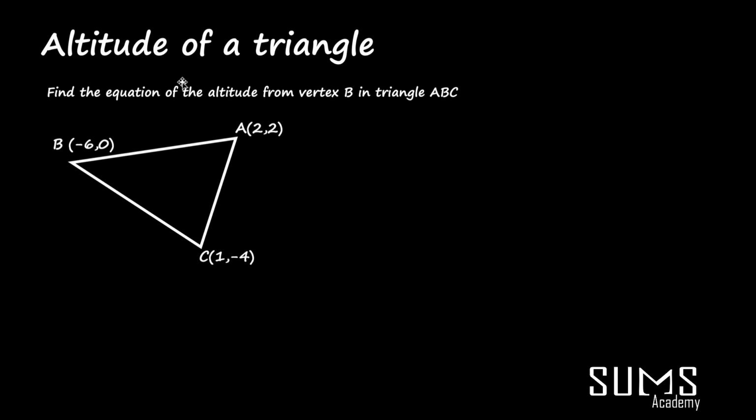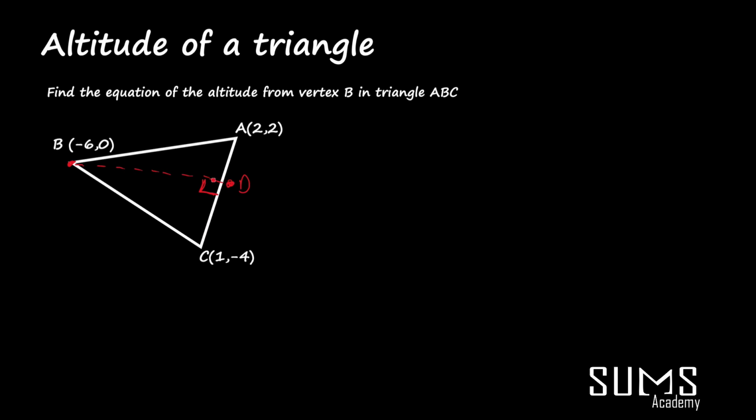So looking at this example here, find the equation of the altitude from vertex B in the triangle ABC. So we're going from this vertex here of B, and we want a line that's going to go along here and meet this line AC and make a right angle with it. Again, it will have another point, not a midpoint. Make that clear that it's not a midpoint. It's just a point on this line, D, where it makes this right angle.